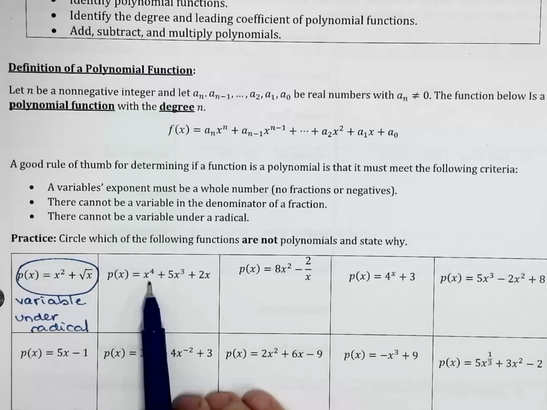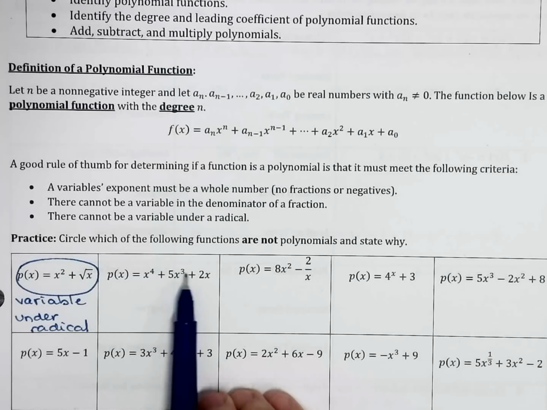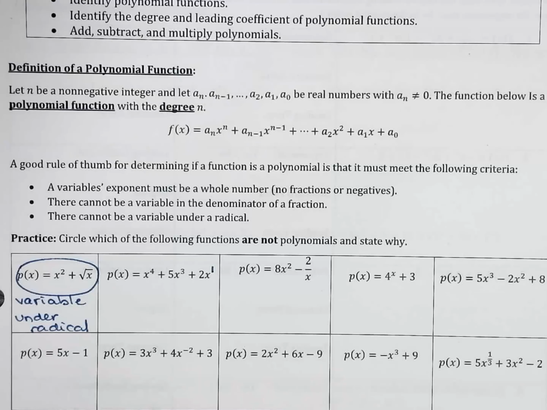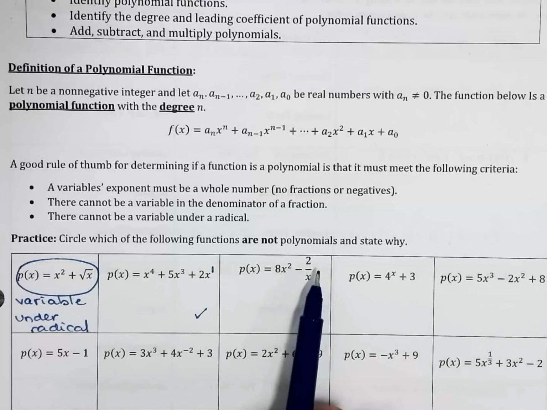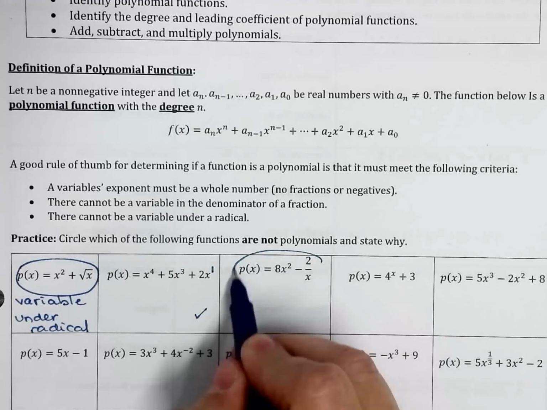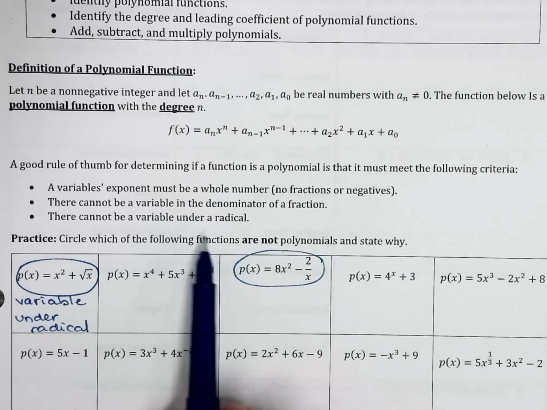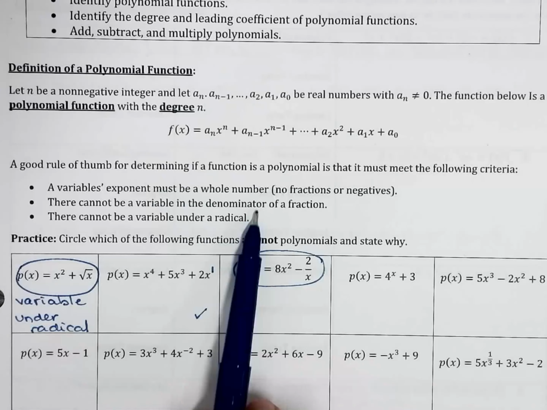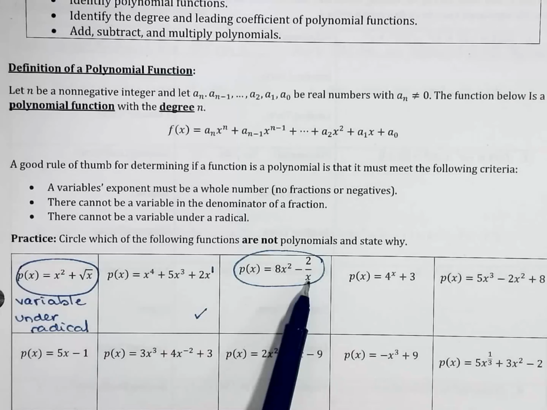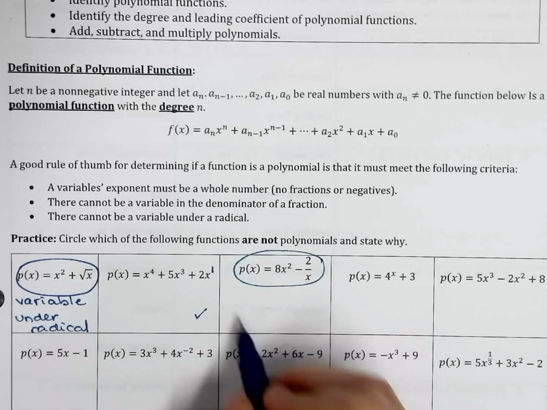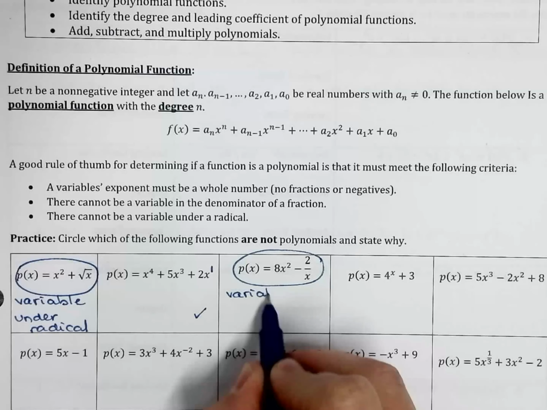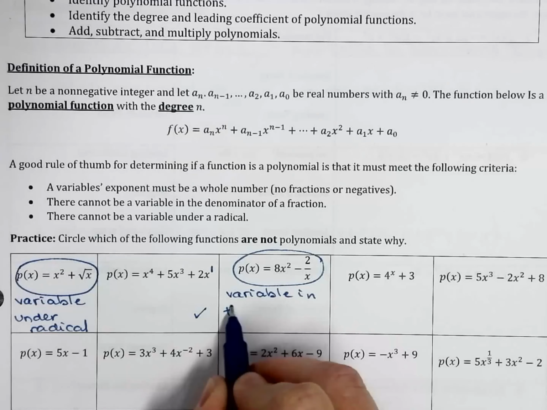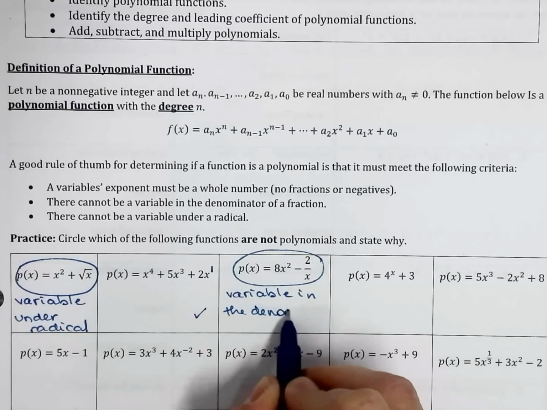This one, all the exponents are whole numbers: 4 right there, 3 right there, and an invisible 1 right there. So this one, yep, polynomial. This one, it is not. Why not? Because it has a variable right there in the denominator of a fraction. Variable in the denominator.